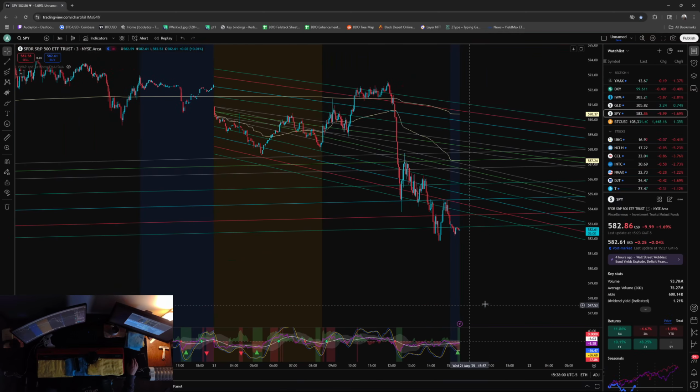But yeah, that's using the Fibonacci channels to see, just to find a trend. You're just finding trends. It's not the end all be all, but I also possibly am using it in the most incorrect way.